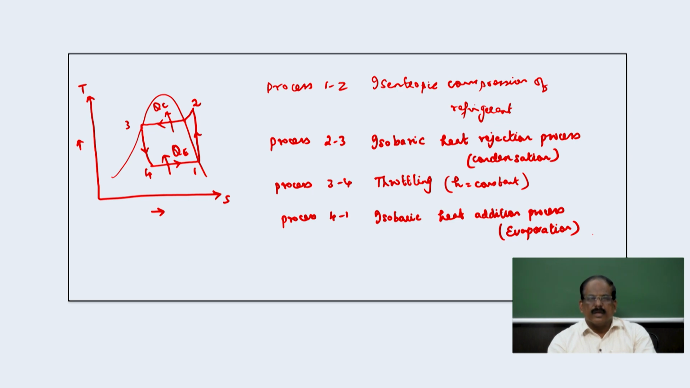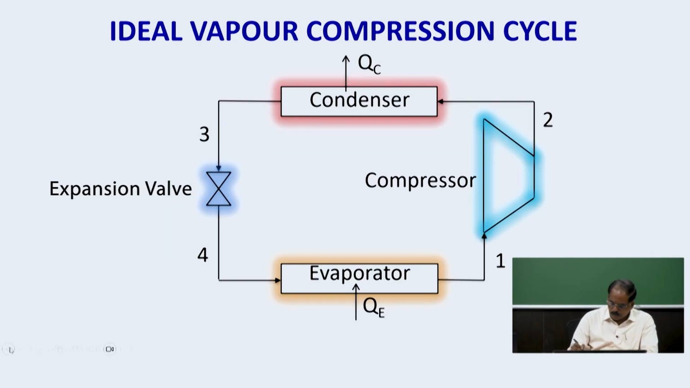So, 1 to 2 is compression, which takes place in the compressor. 2 to 3 is condensation, heat is rejected to the sink. 3 to 4 is expansion process, expansion or throttling process, and 4 to 1 is evaporation process or constant temperature heat addition process, which takes place in the evaporator.